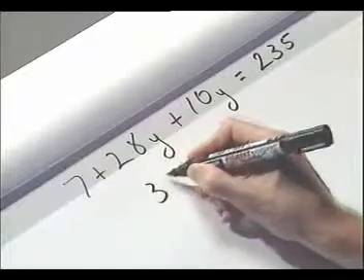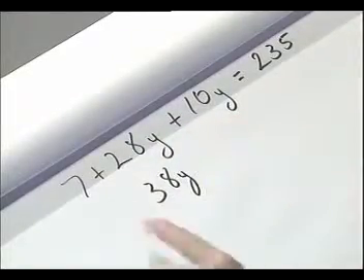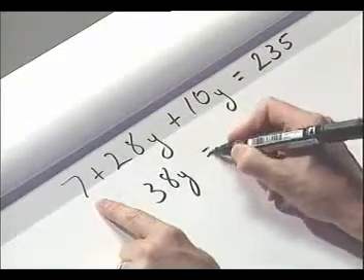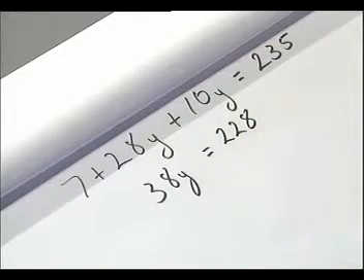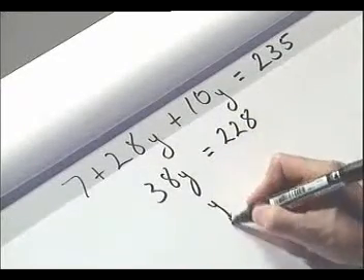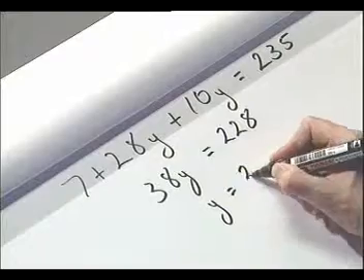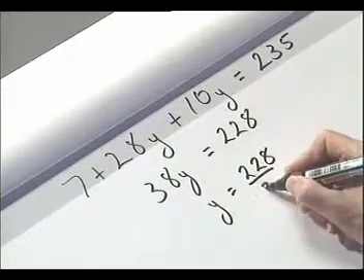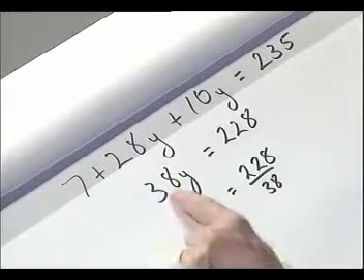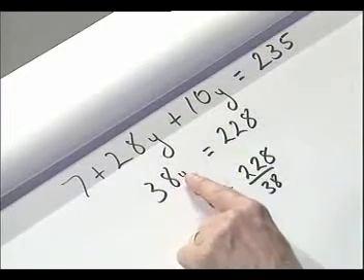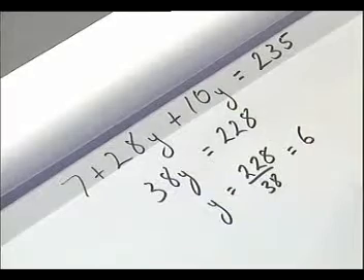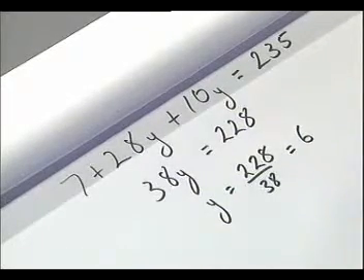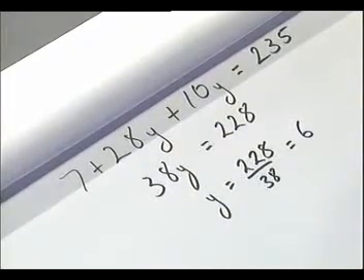Now, we can gather these two together. That gives us 38y. And we can take 7 away from each side, which will give us 228. Fairly big numbers coming in here. 228 divided by 38, because we're looking for the number which, when we multiply it by 38, will give us 228, and that's going to be 6. So we've established that y is equal to 6.